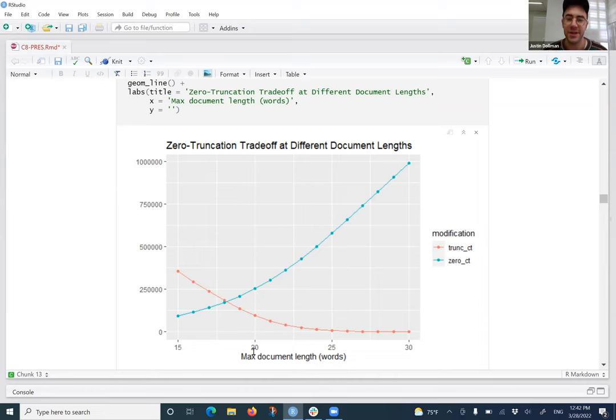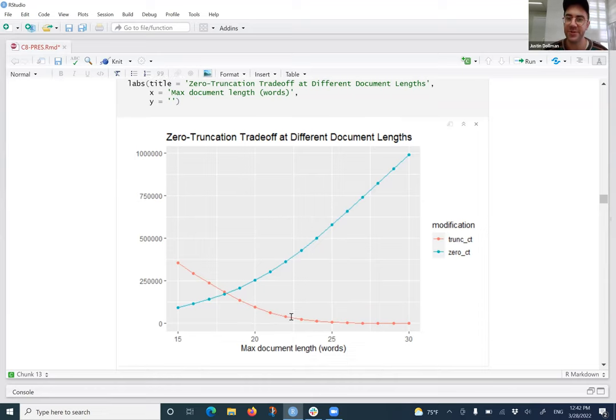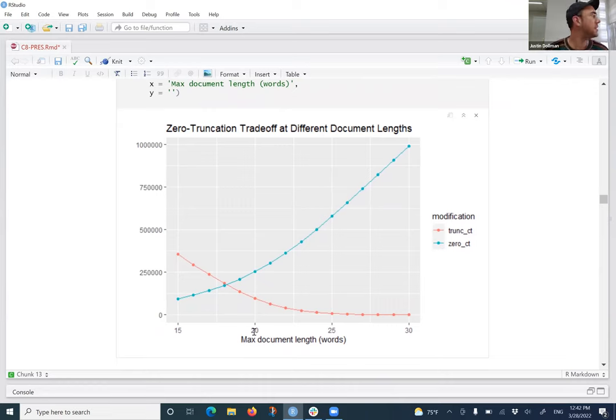So for example, to belabor this for one last bit. Sorry, there's a conversation happening right outside my door. If we were to choose 20 instead of 30, now we're truncating this number of words, somewhere less than half of 250,000, but we're introducing far fewer zeros.